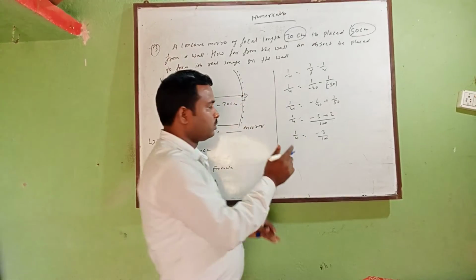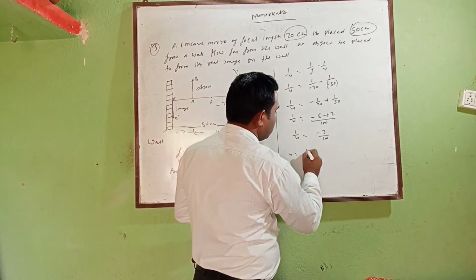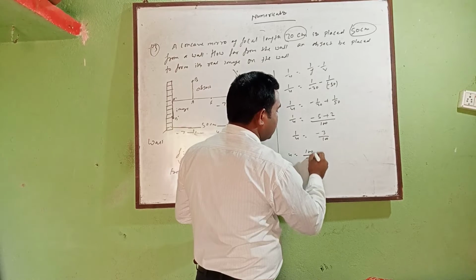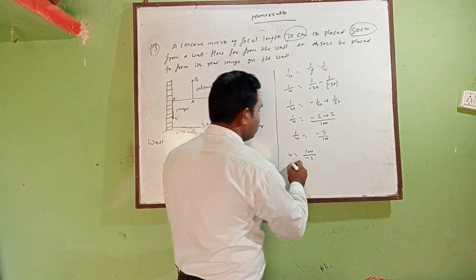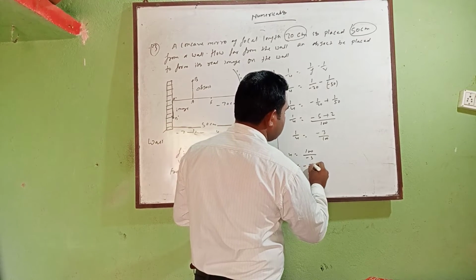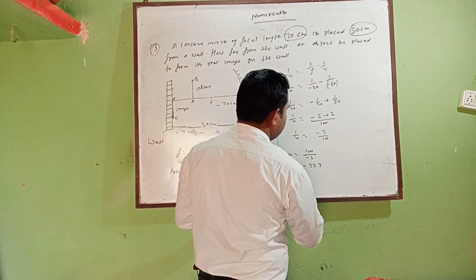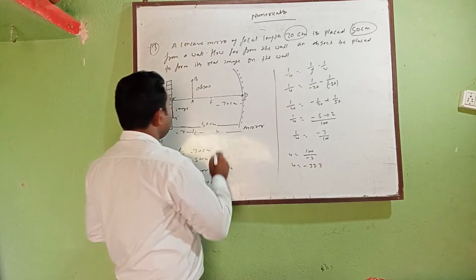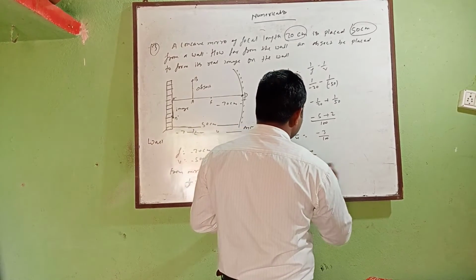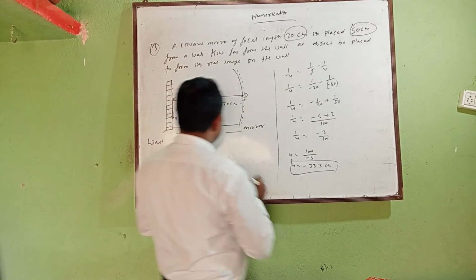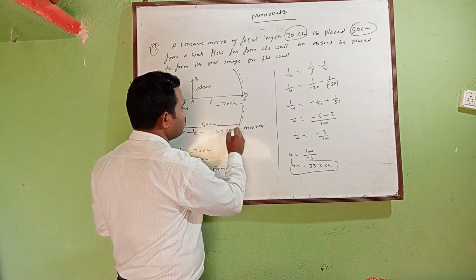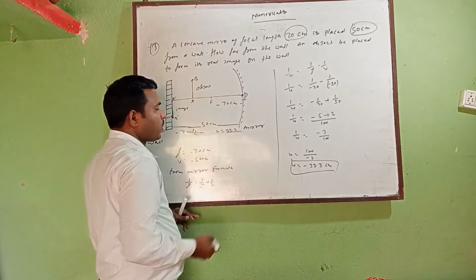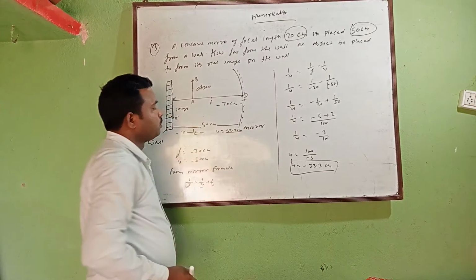Now we can reverse this, so u equal to 100 by minus 3, and dividing 100 by 3 we get u equal to minus 33.33. Its unit is centimeters. So we got the value of u, that is u equal to minus 33.3 centimeter.